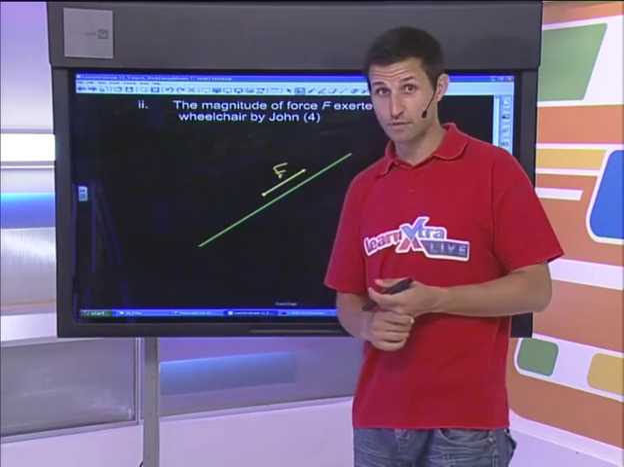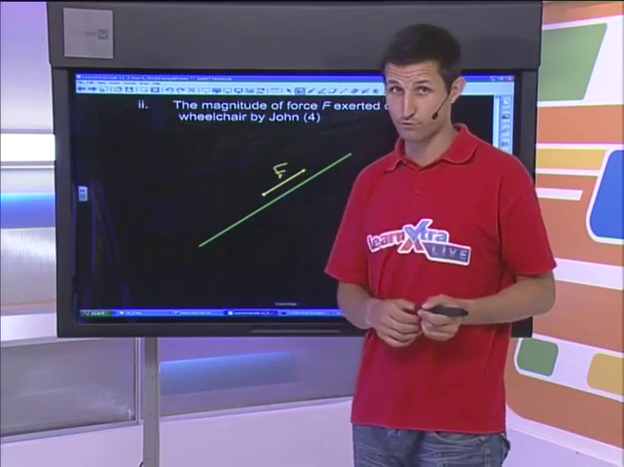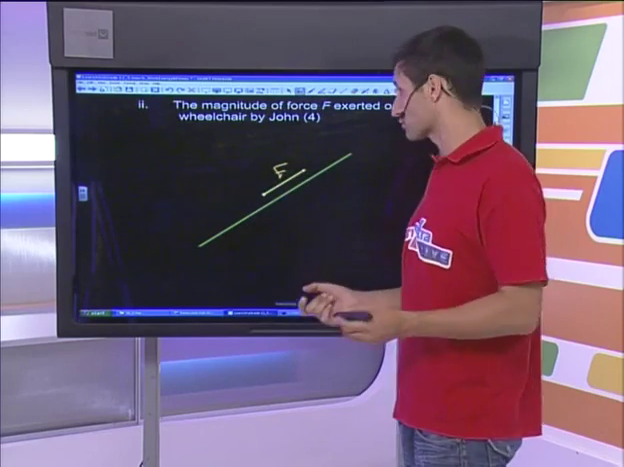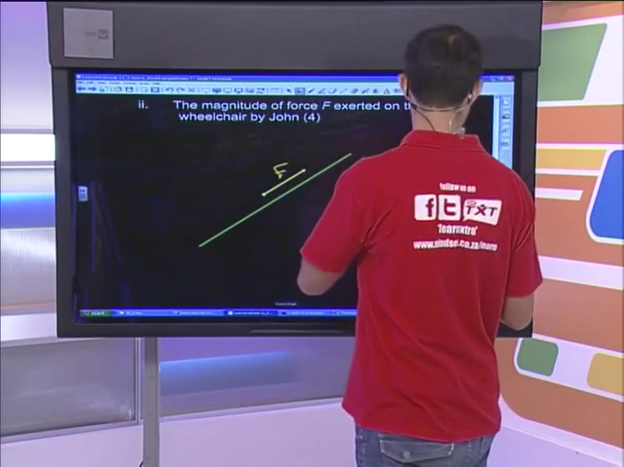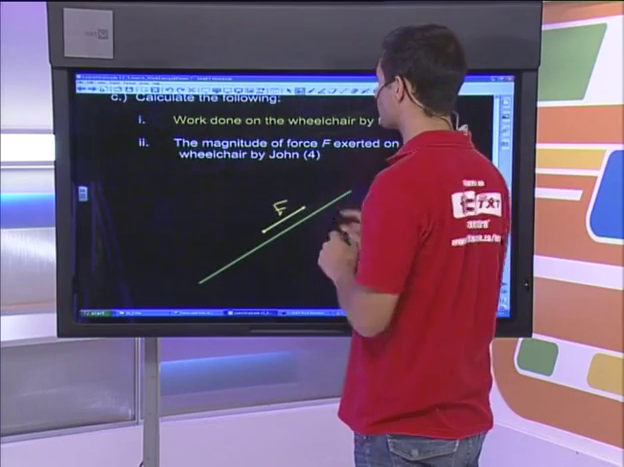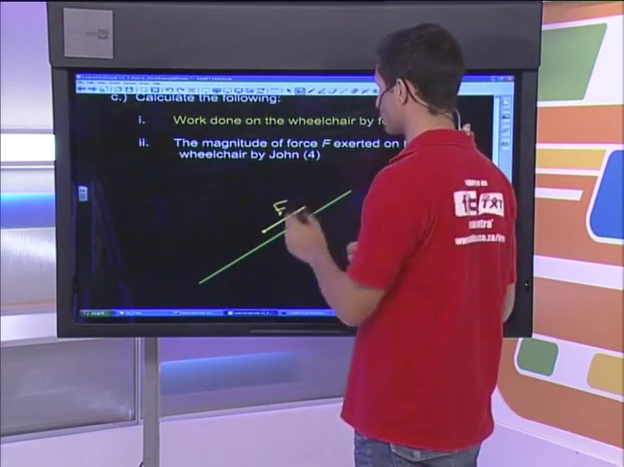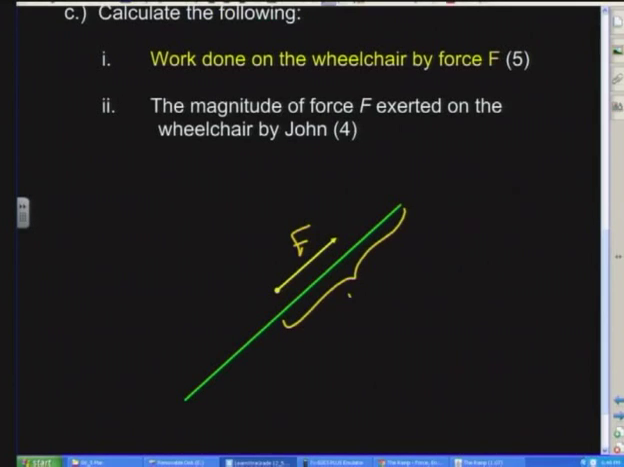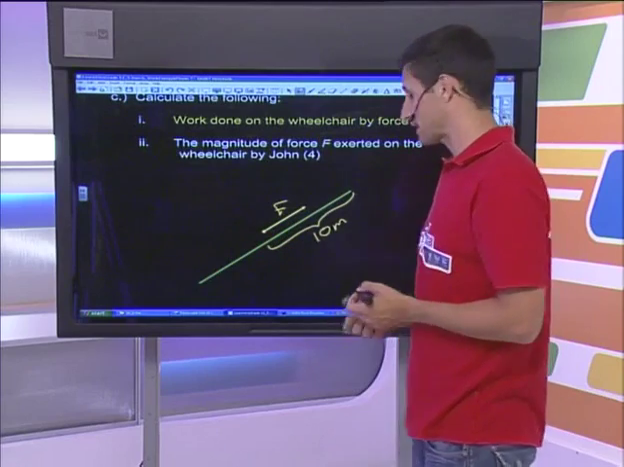So let's take a look at my diagram and let's figure out what the other forces are. So what is force F actually trying to do? Well, let's see. So it says the work done on the wheelchair by this force F. Well, we know that we've got a distance of 10 meters. We know that force F is working against other forces to move it all the way up the hill.